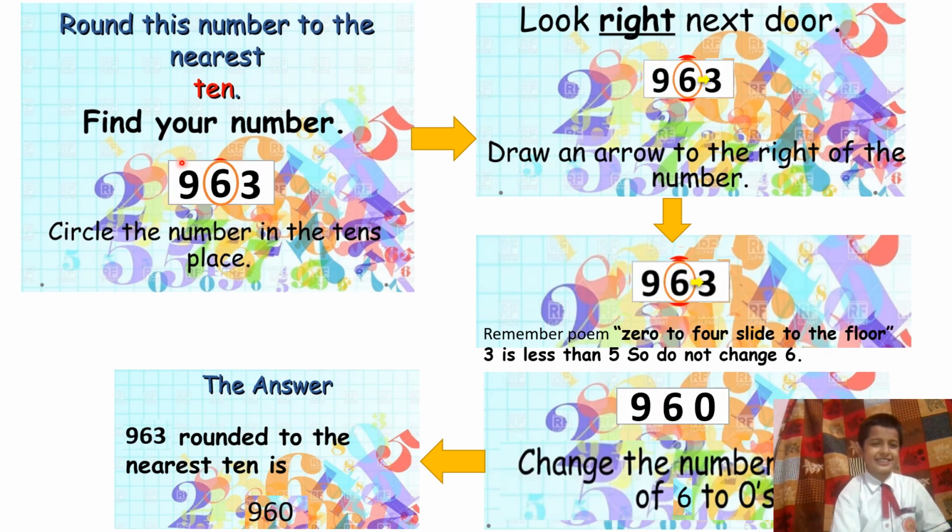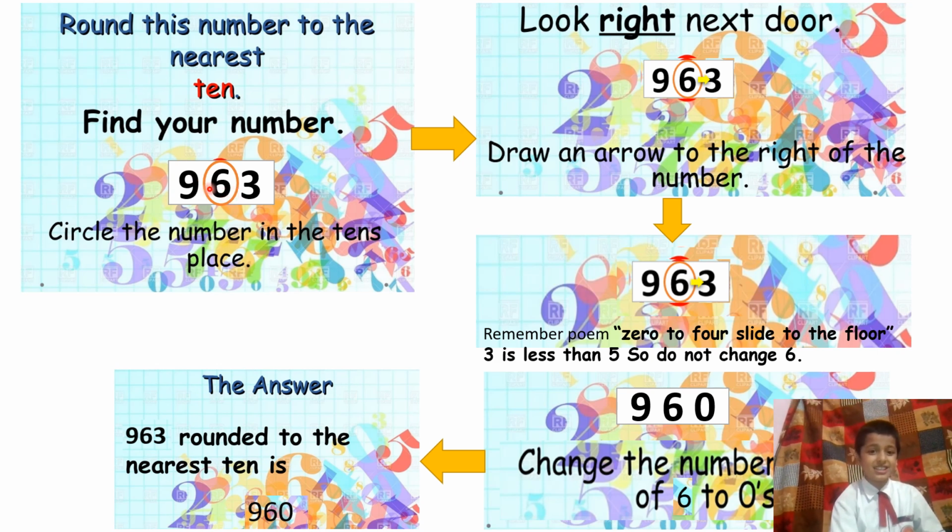Round 963 to the nearest 10. Circle the number in the tens place. Which number is in the tens place? It is 6. Look right next door of 6. That is 3. Remember the poem. 0 to 4, slide to the floor. 3 is less than 5, so do not change 6.